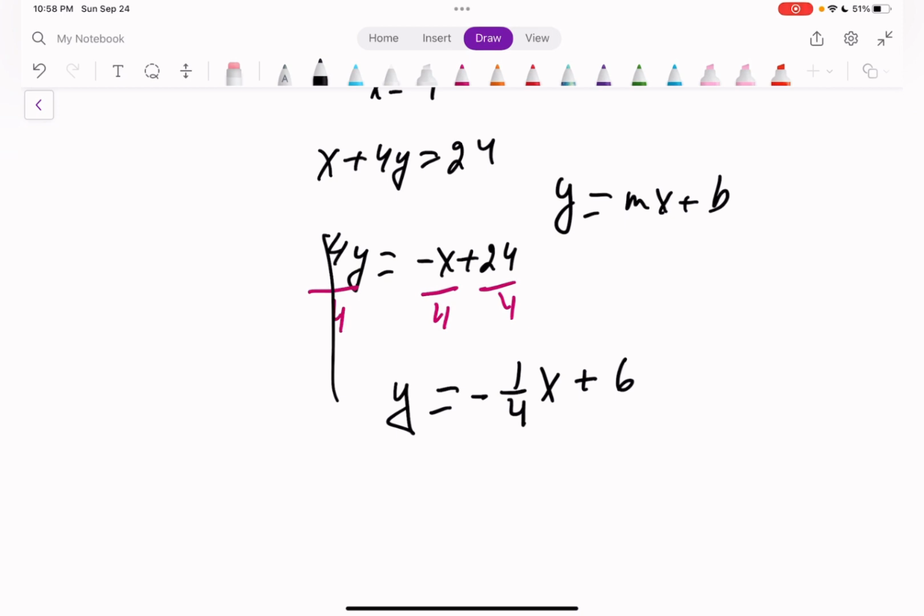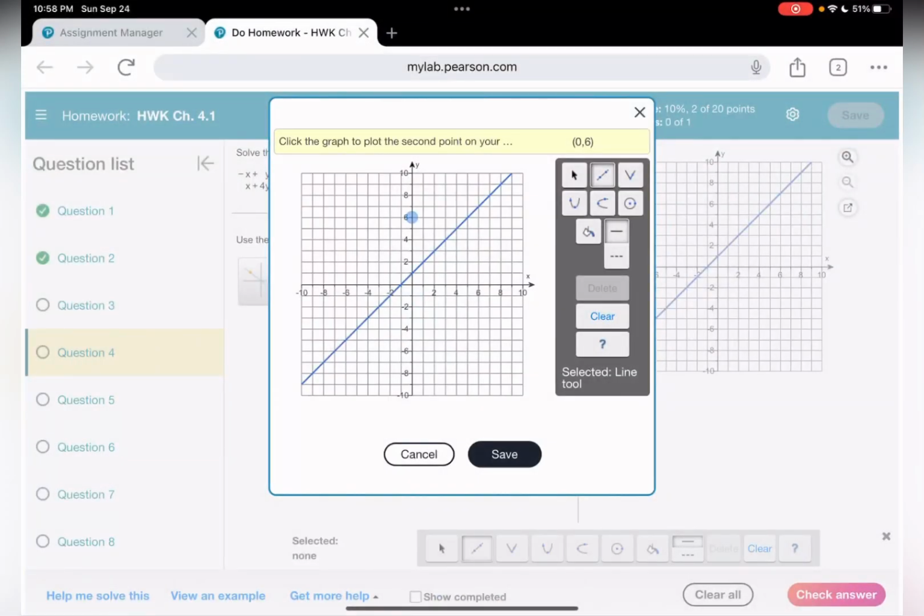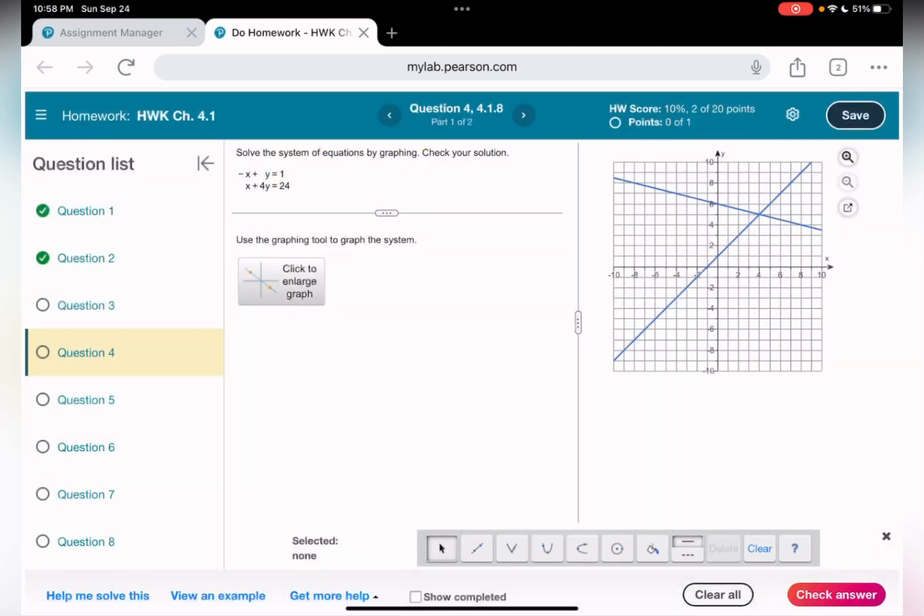So let's graph this way. And it's absolutely not a big deal if we did it the other way to build the first graph. It absolutely doesn't matter. So we are starting with 6. Okay, negative 1 over 4. I'm going down by 1 and then coming over by 4. Yeah, that's it. Saving.